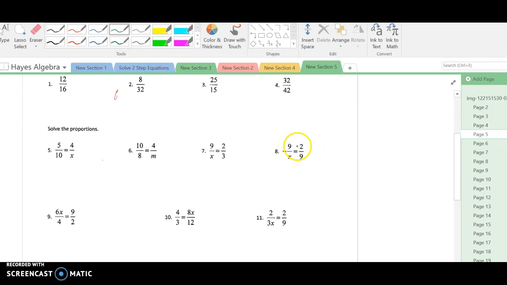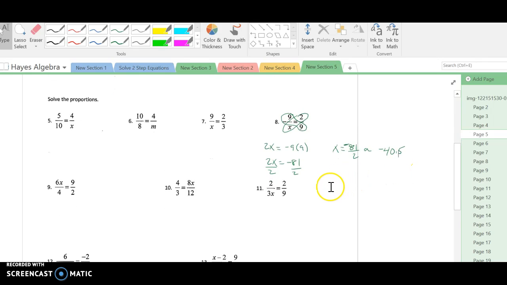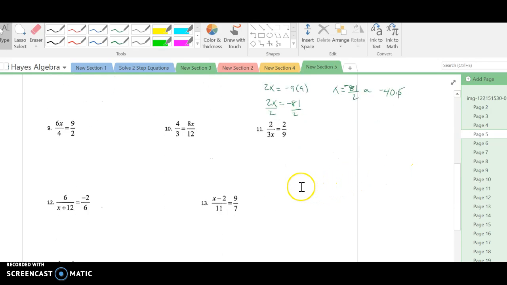Number 8, when I cross multiply here, I'm going to do 2 times x, which gives me 2x. Then the other way when I cross multiply, consider that negative 9. So it'd be negative 9 times 9. So 2x equals negative 81. Now I can divide by 2. Now, I would accept both answers, negative 81 over 2 or negative 40.5. Those are the two answers I would accept.